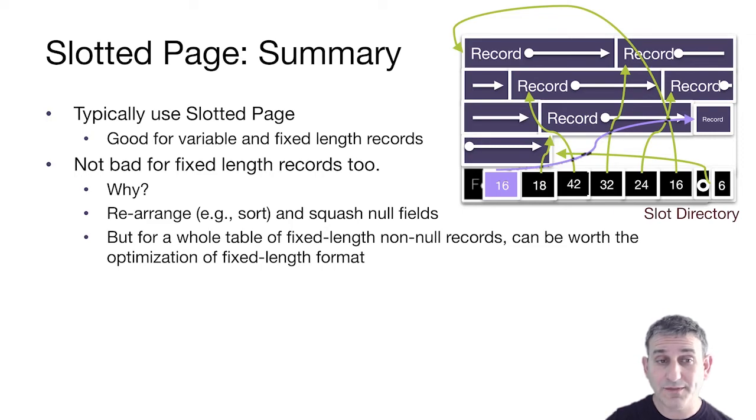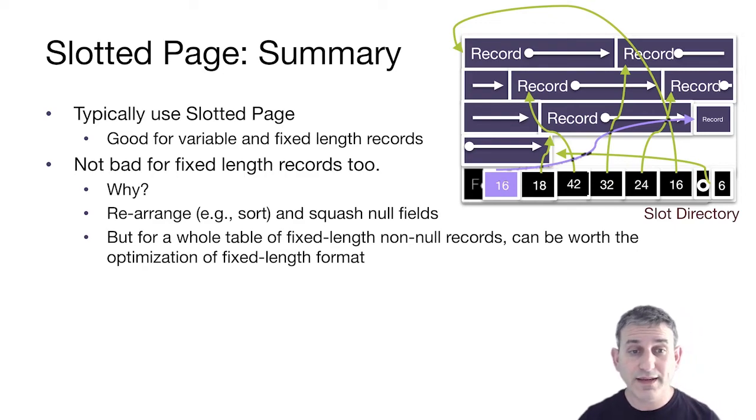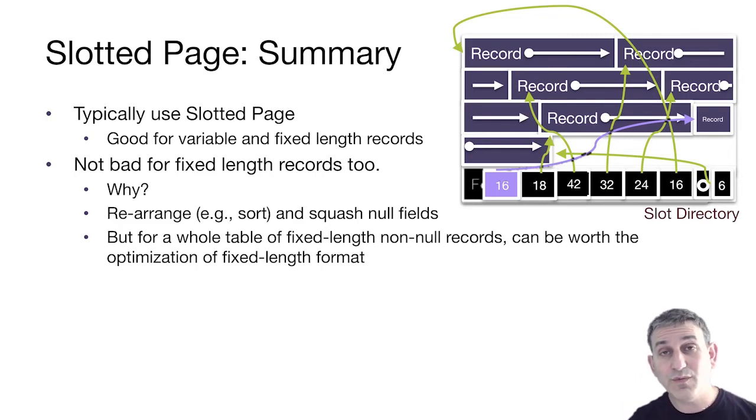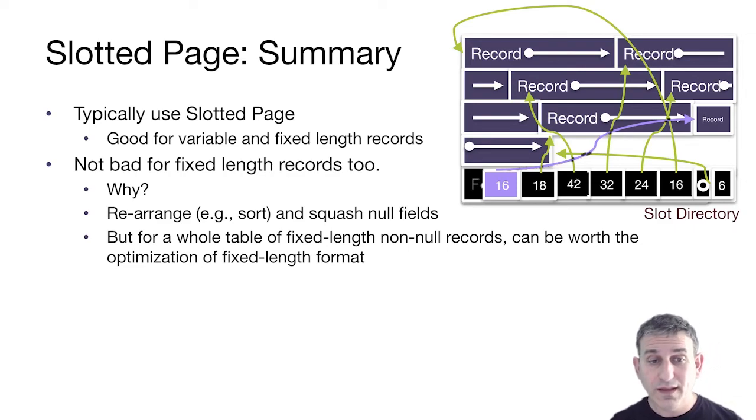That's certainly an option. Slotted pages are nice because they're easy to rearrange. If you have null fields, they simply become shorter records. So even with fixed length records, if the fields can accept the value null, they're actually not fixed length records. It's another reason why slotted pages are rather nice. If you have a whole table of fixed length non-null records, maybe you want to build the optimization of a fixed length format, which doesn't have to store lengths. But the slotted page format is general and quite useful, and so it's in most systems.